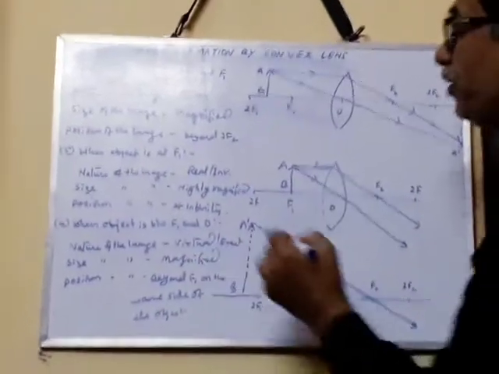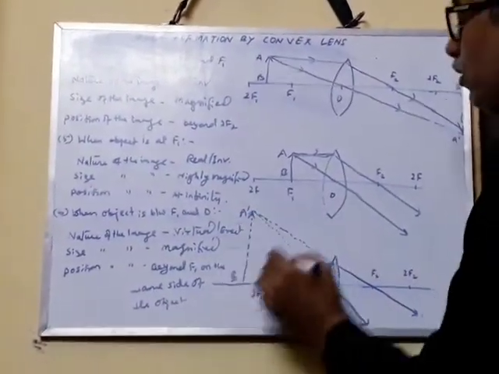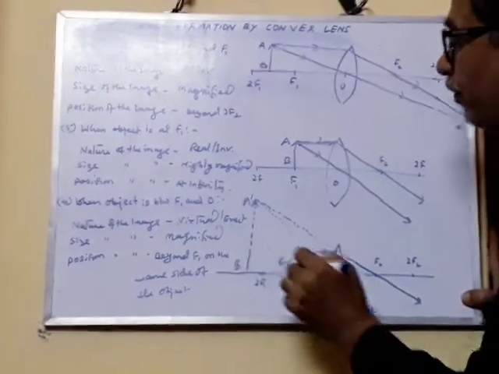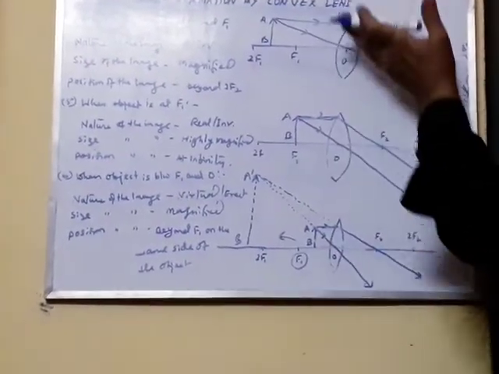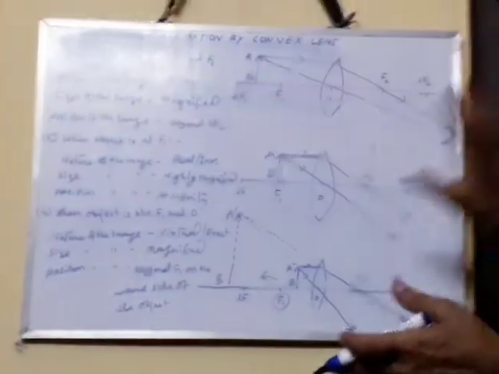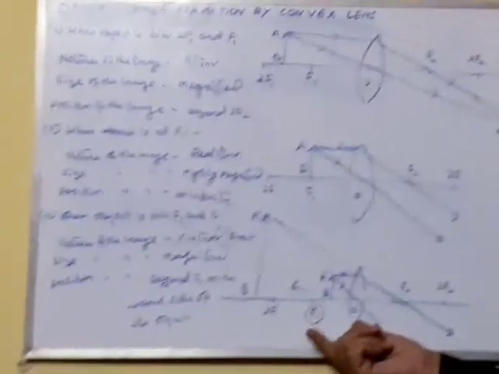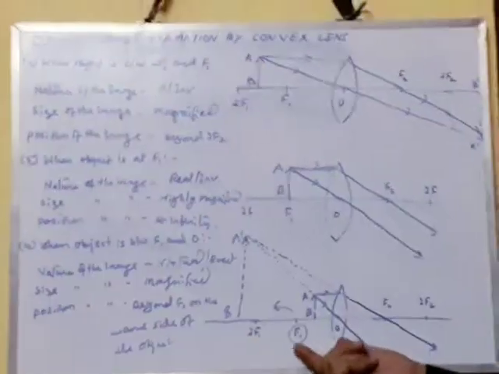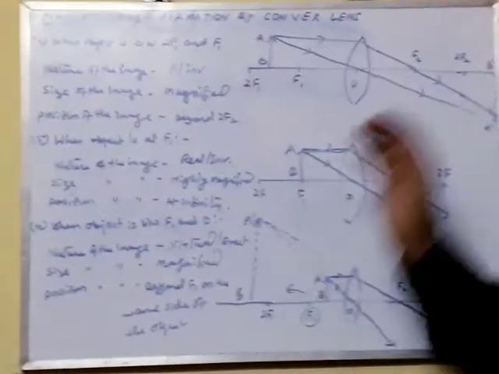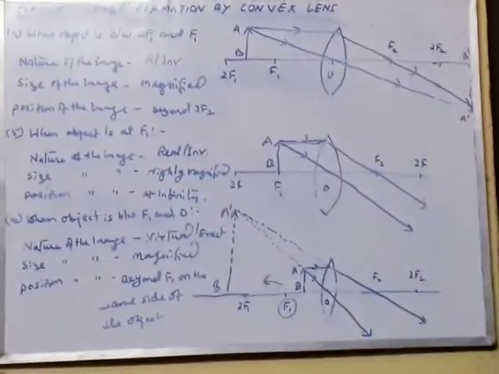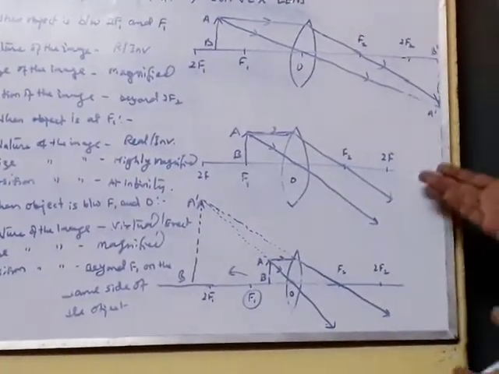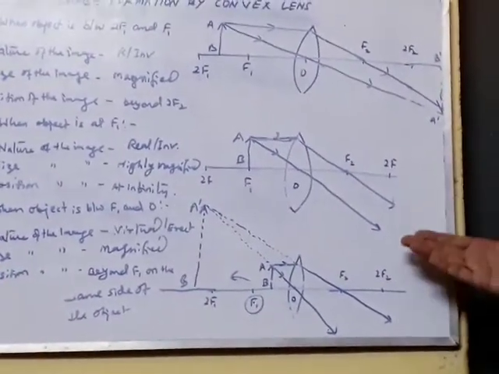This image is virtual and erect, not real and inverted. This is the only case when we get a magnified, virtual, erect image, and in the rest of the cases we have a real inverted image. So we can conclude that a convex lens forms a real and inverted image if the object is placed either at f1 or beyond f1, and when the object is placed within the focal length, that is between the principal focus and optical center, then we get a virtual and erect image. So do the practice accordingly and find the image, its nature, size and position.